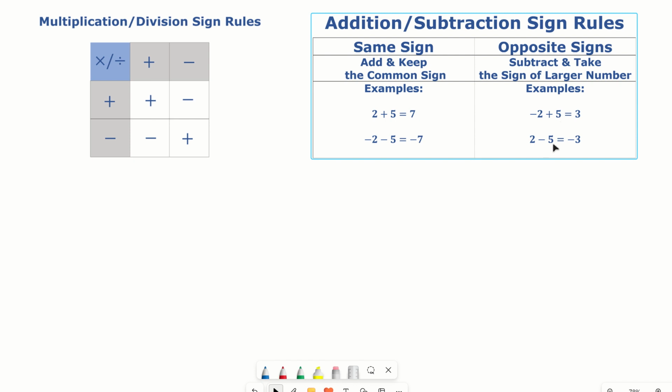So when you have 2 minus 5, we're going to go ahead and again subtract the 2 from the 5. That gives us 3. Now we have the sign of the larger number, which is negative.